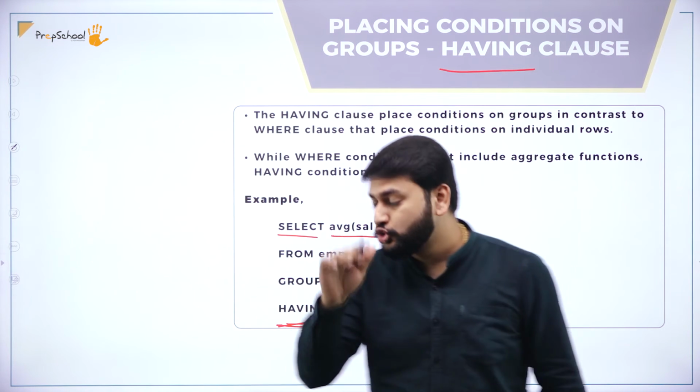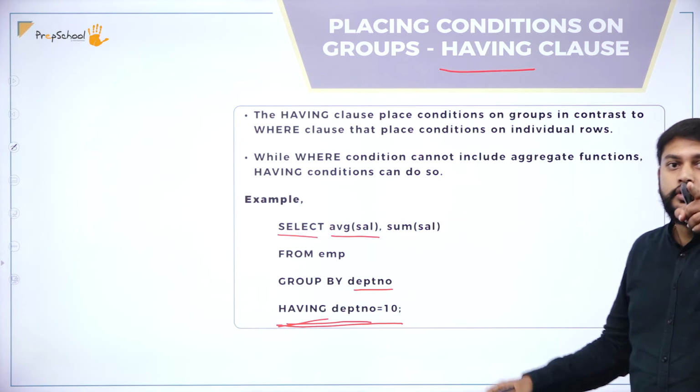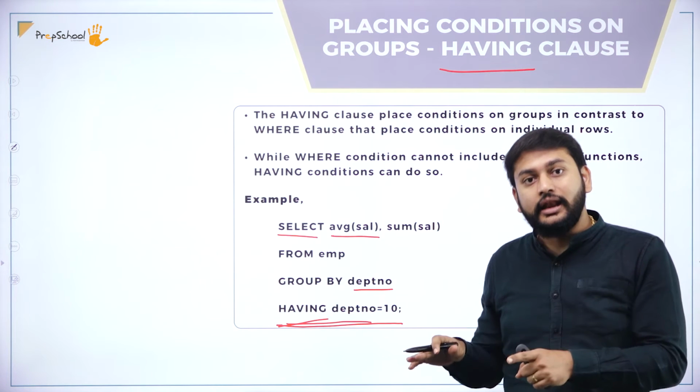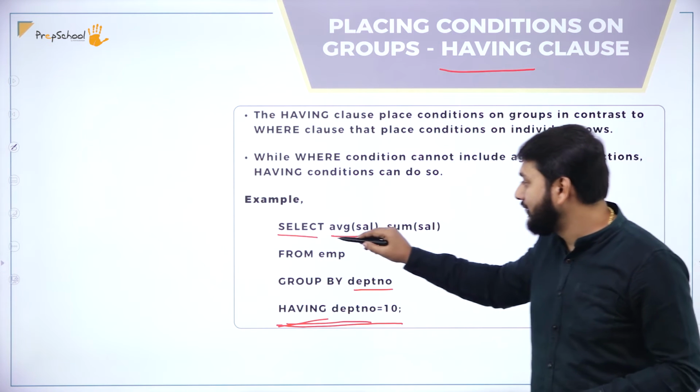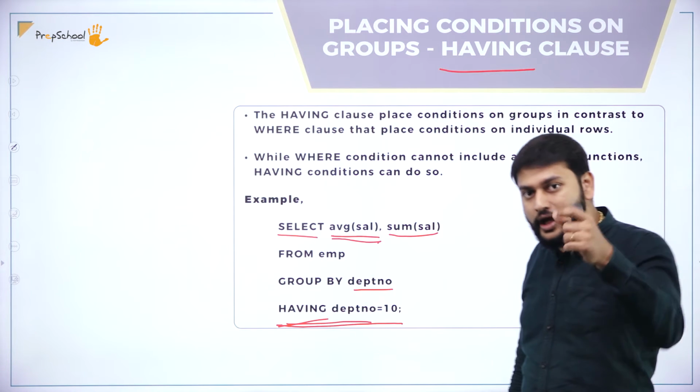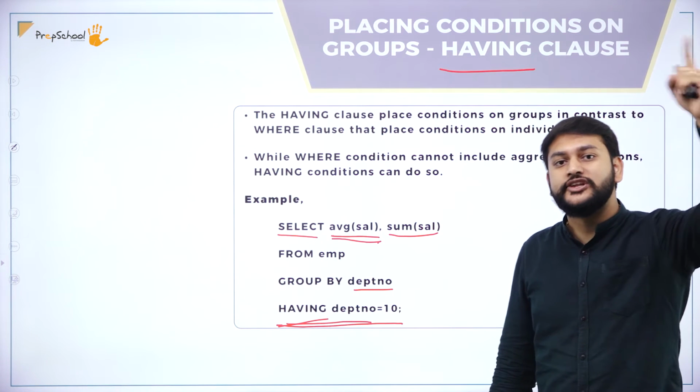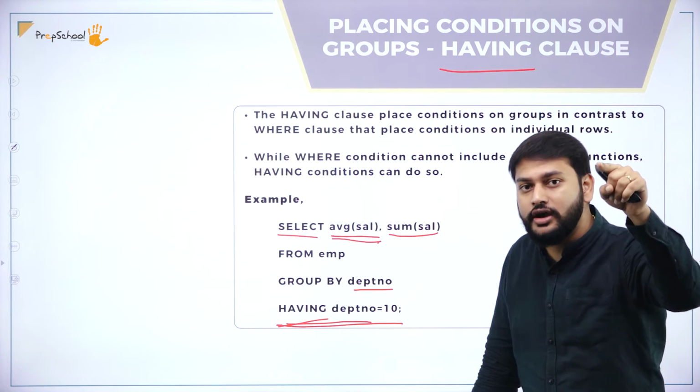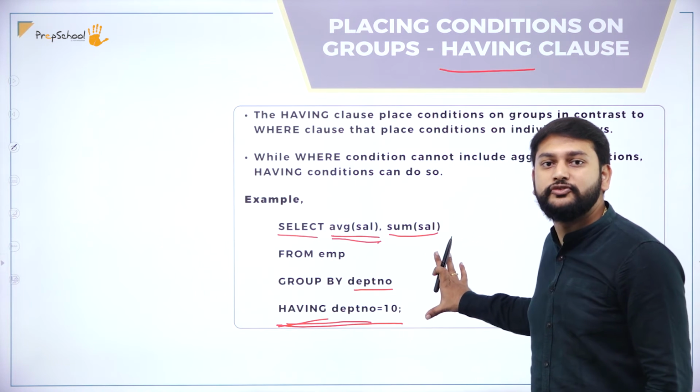Then what is the meaning? You are calculating all these things for department number 10. Only for that department you are calculating the average of the salary and the sum of the salary. This is what you have to understand. The previous two slides, whatever I explained, you might not have understood. That's why I have taken this example for all of you.